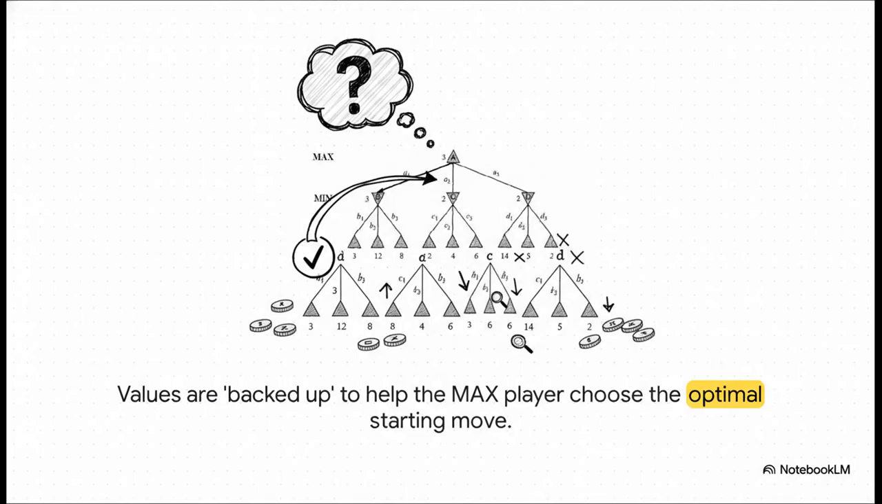So this slide right here shows exactly how that decision gets made. The AI looks all the way down at the final outcomes at the bottom of the tree, the wins and losses. From there, it works its way back up, and at each step, it assumes the opponent will pick the move that's worst for the AI. This whole process, called backing up the values, lets the AI at the very top of the tree choose the one single best move that guarantees the best possible outcome, even in the worst-case scenario.